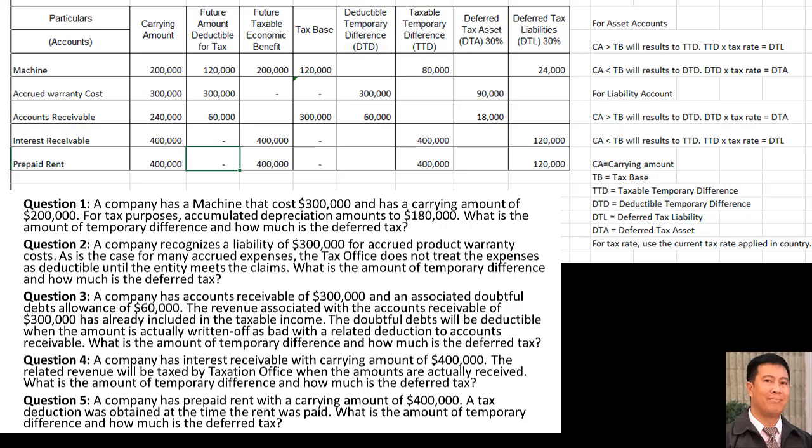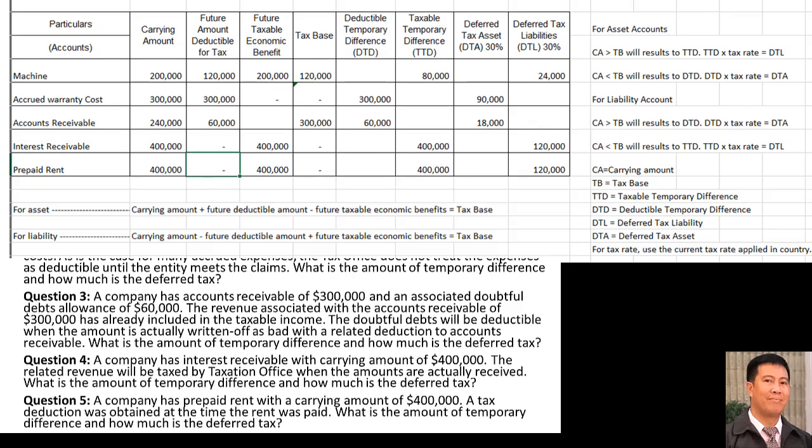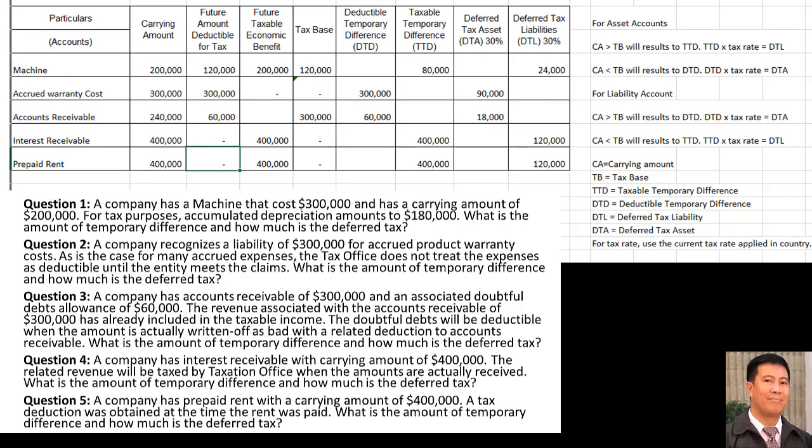Now, we have to determine how much is the carrying amount as per taxation. Now, question. Coming back to that original cost, $300,000, how much is the recognized accumulated depreciation per tax? It's given there, $180,000. Are we clear? Now, as per taxation's view, how much is the supposedly carrying amount?